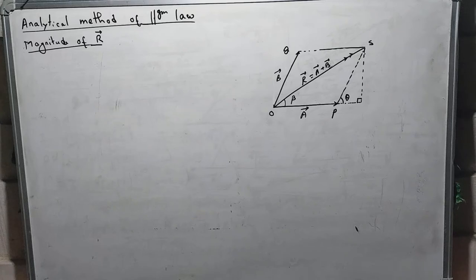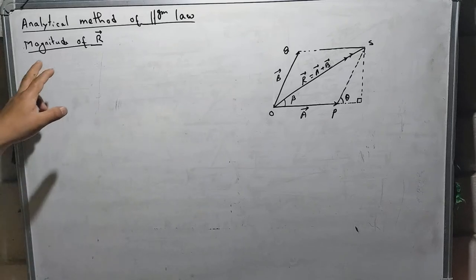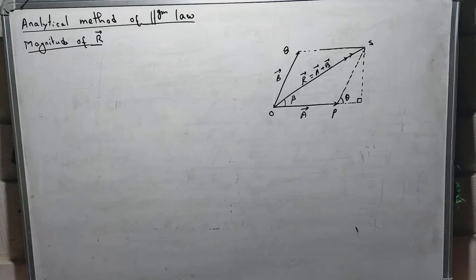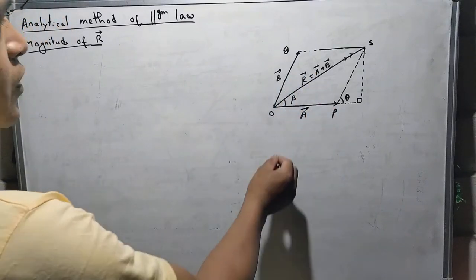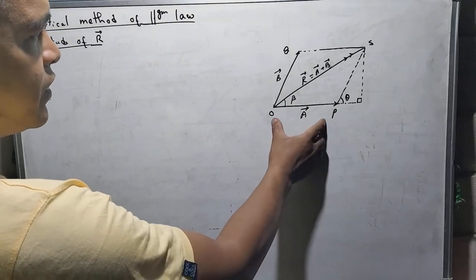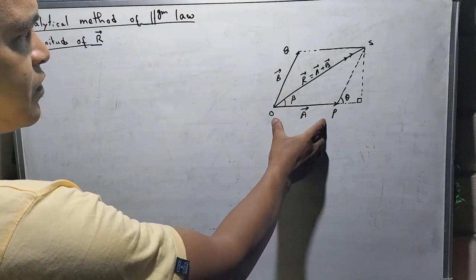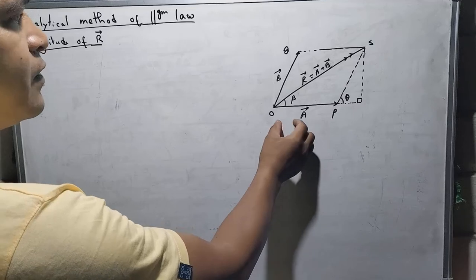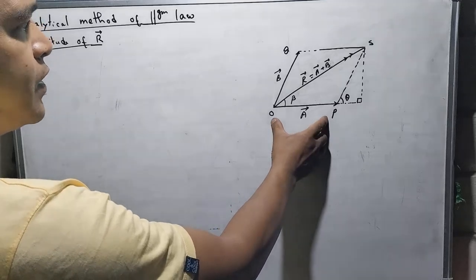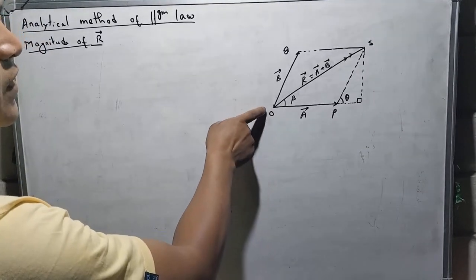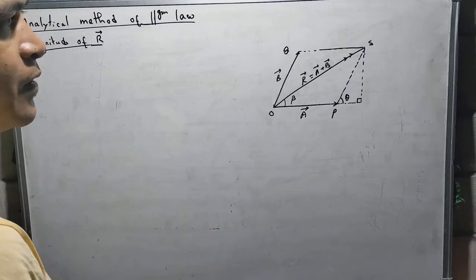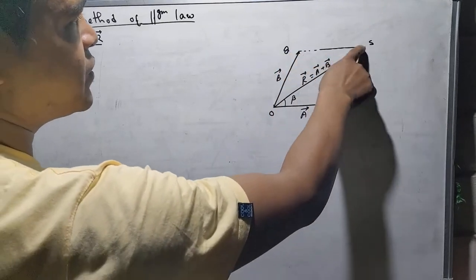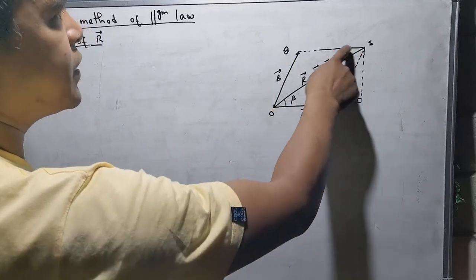Okay, so here we shall talk about the magnitude of the resultant vector. To find the magnitude of the resultant vector, we consider this figure. Vector A is represented in magnitude and direction by the side OP, and vector B is represented in magnitude and direction by the side OQ of a parallelogram. Now if you complete this, you'll get a parallelogram OPSQ.